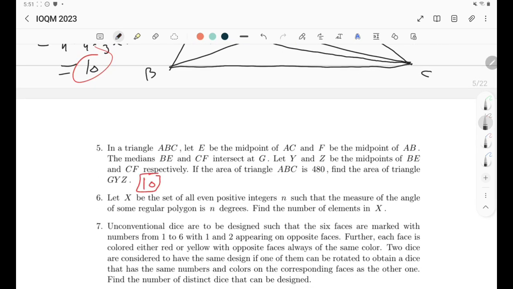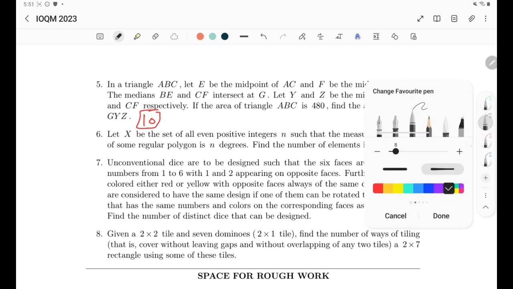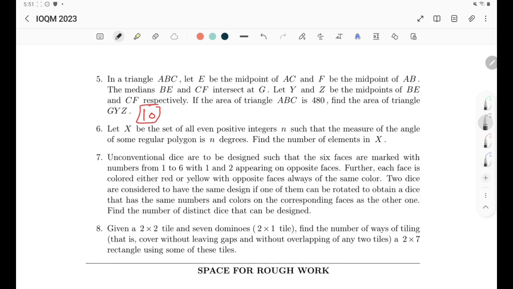Okay, next question. Let X be the set of all even positive integers n such that the measure of the angle of some regular polygon is n degrees. We need to find how many elements are in X. Okay, this is a really standard question. You should just be able to know how to find, if you have a regular n-gon, what is the single angle of any one of them. Okay, this is really an easy thing.